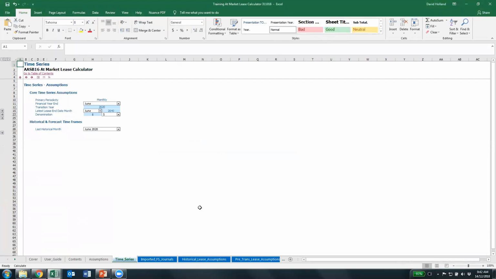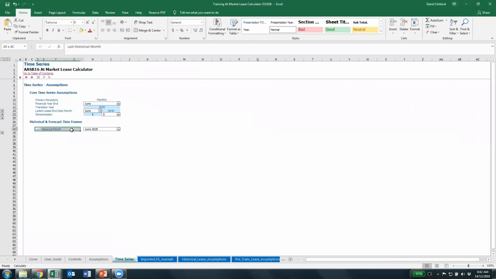So this is now your lease calculator model. And the first thing you need to set up is the time series. The time series should have the same transition year as your transition spreadsheet. So in this case, it was 2020. It has the same financial year end of June, and the latest lease end date is the same as the previous spreadsheet at 2040 with the same denomination.